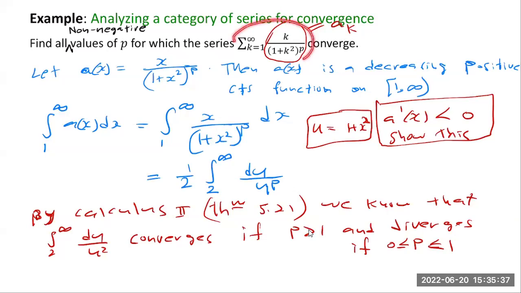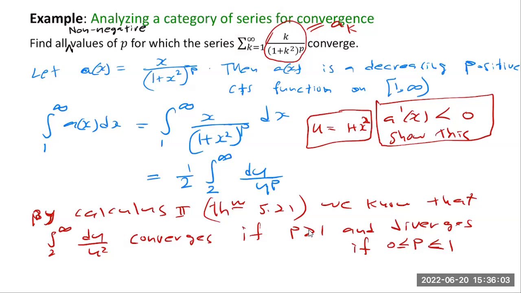Note that this series does whatever this integral does, right? That's what the integral test tells you. Okay, that means we know that this integral converges if p is greater than 1. That means this series also converges if p is greater than 1. We know that this integral diverges when p is between 0 and 1. That means this series also diverges when p is between 0 and 1.